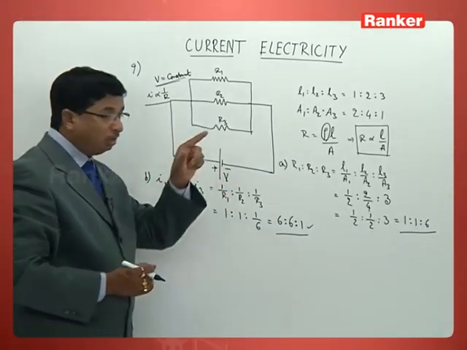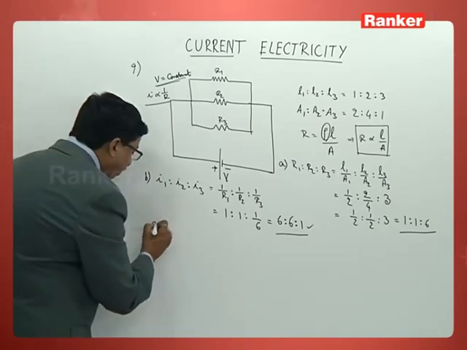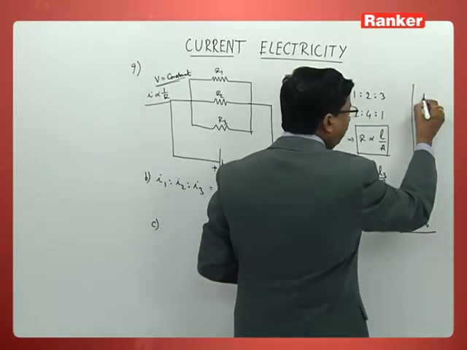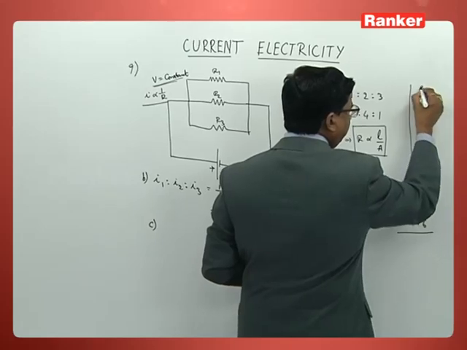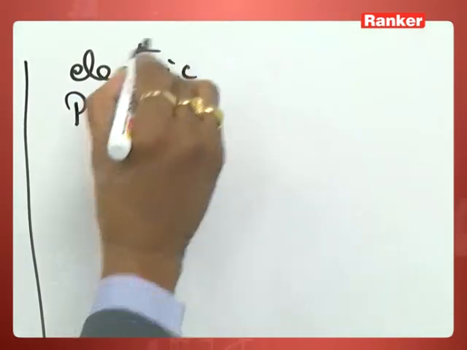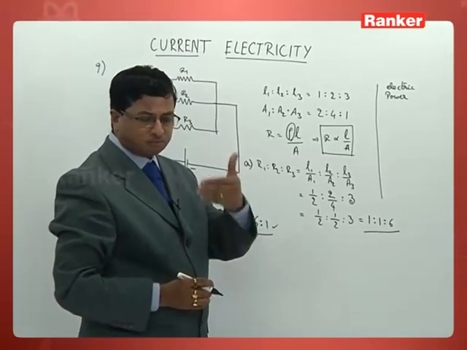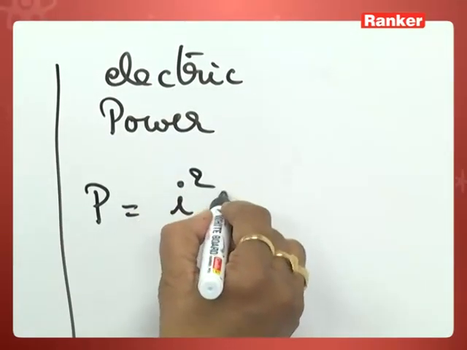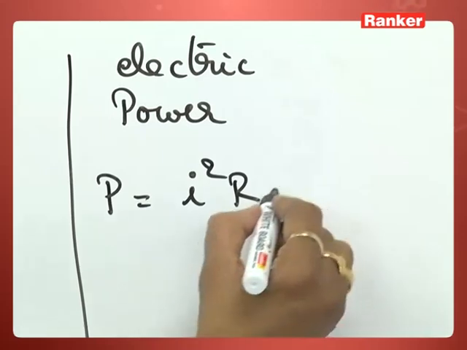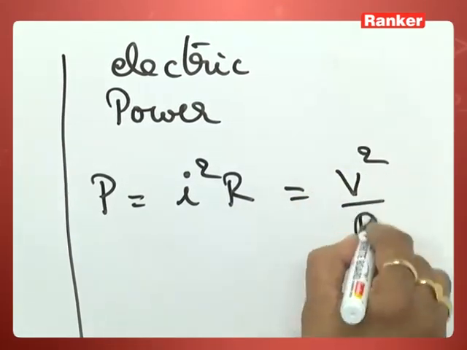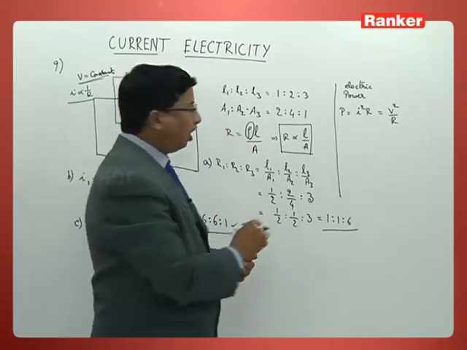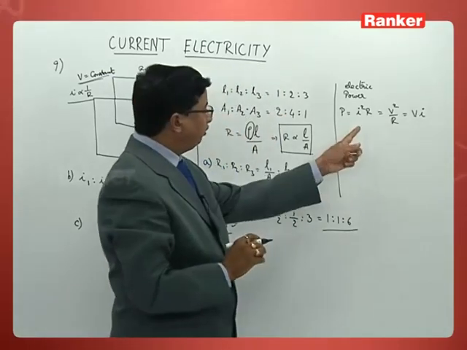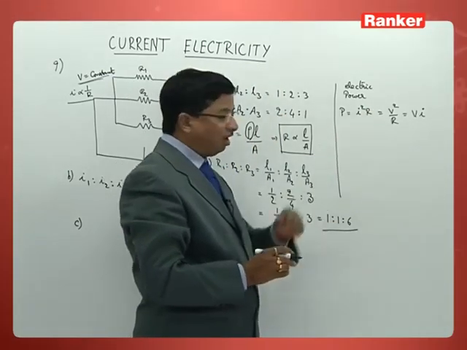But remember the third bit, please. What is the ratio of their powers? Once again, let me explain. What is the formula for electric power first? All of you can understand straight away. Power P is equal to either I square R, or V square by R, or you can even write VI, voltage into current.